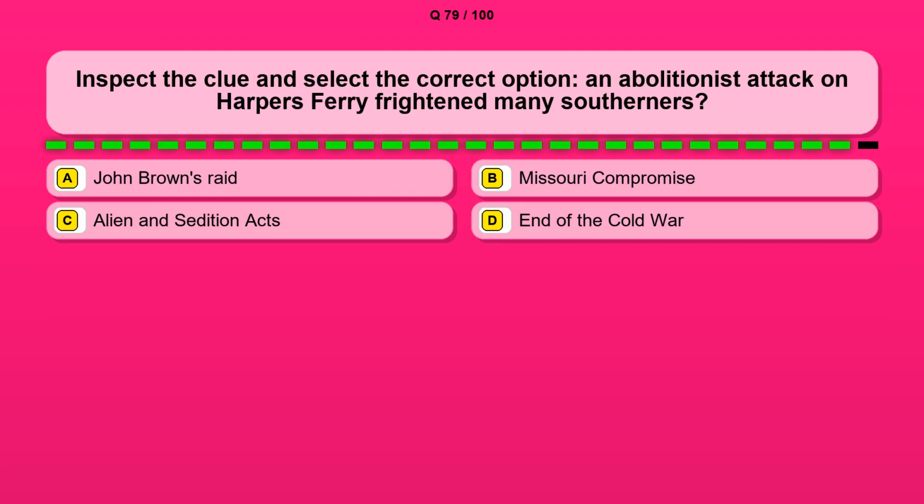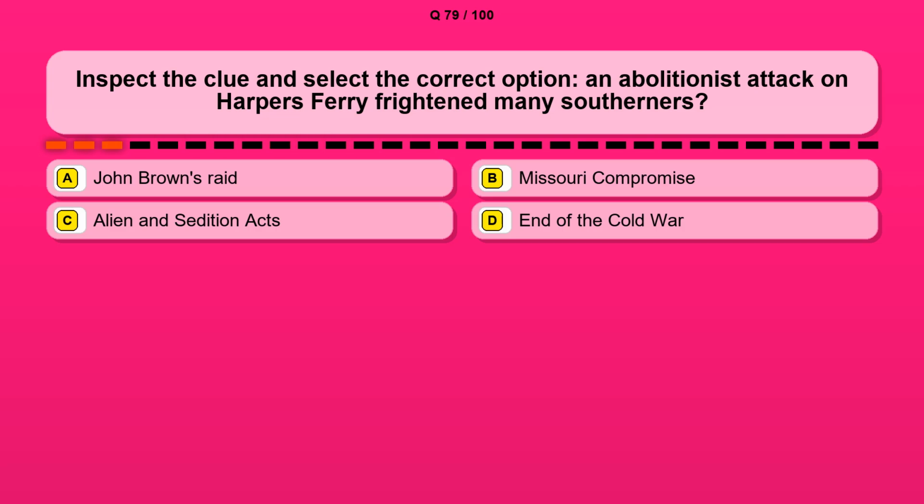Question 79. Inspect a clue and select the correct option. An abolitionist attack on Harper's Ferry frightened many Southerners. Option A, John Brown's Raid. Option B, Missouri Compromise. Option C, Alien and Sedition Acts. Option D, End of the Cold War.